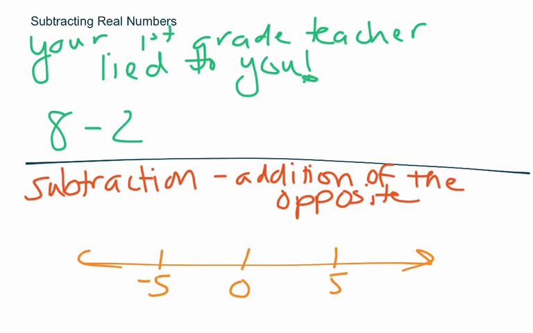So what does that mean? So let's take a look at a couple of examples for what that would mean. If you had, say, we'll just go with 8 minus 2. If we talk about addition of the opposite, we're going to keep the first number the same because that's what we're going to either subtract from or add to. So that number's not changing. Subtraction, the symbol in the middle, literally means add the opposite. So add the opposite of 2.